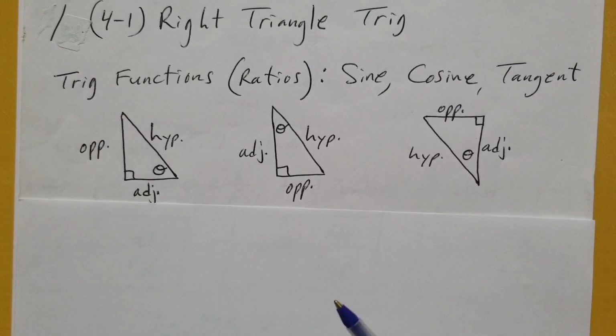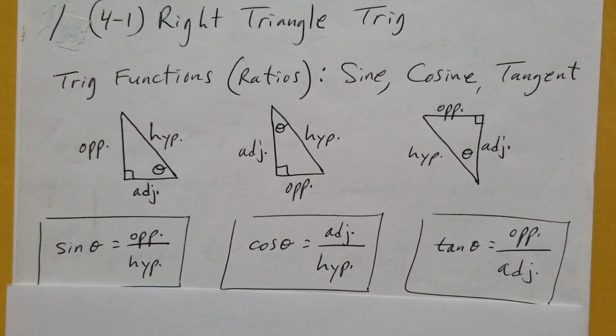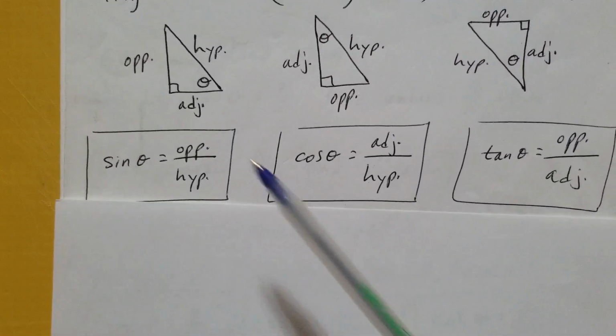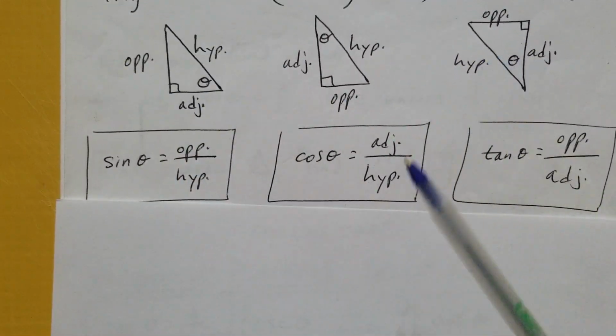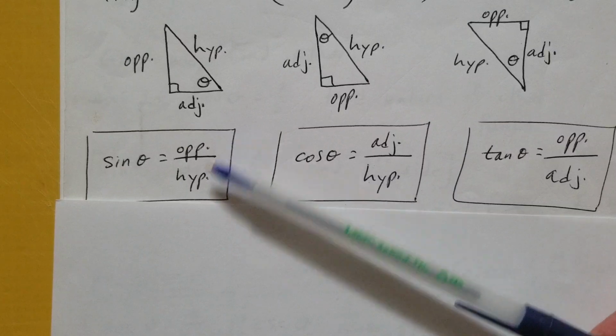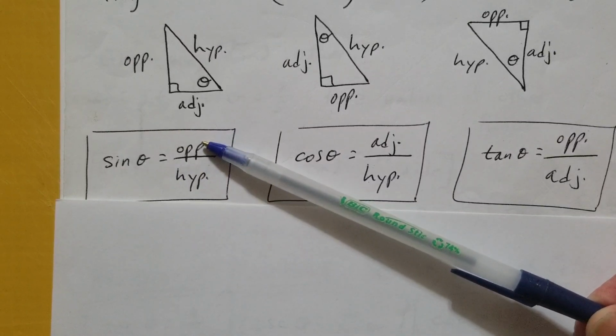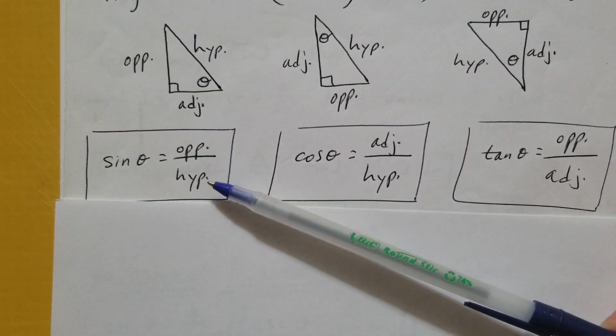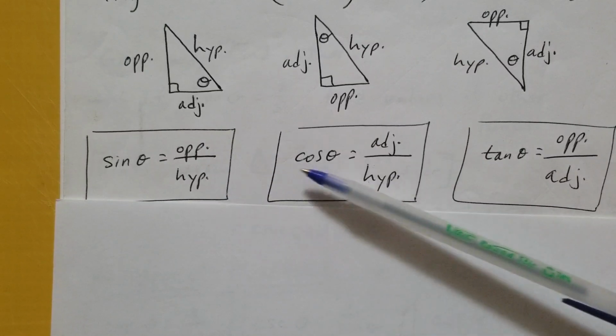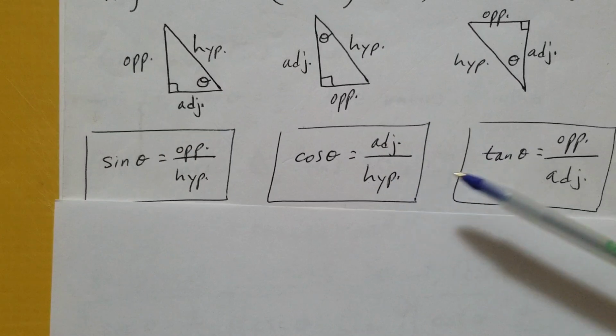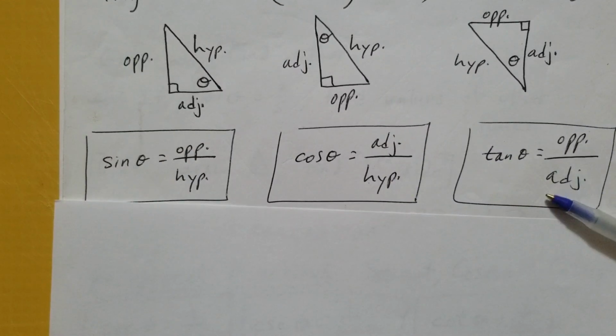Okay? So what are the sine, cosine, and tangent ratio? Now imagine there's numbers all over here, right? The sine ratio, the sine fraction, the sine ratio is the opposite side, the length of the opposite side over the hypotenuse. The cosine ratio is adjacent over hypotenuse. Tangent is opposite over adjacent.